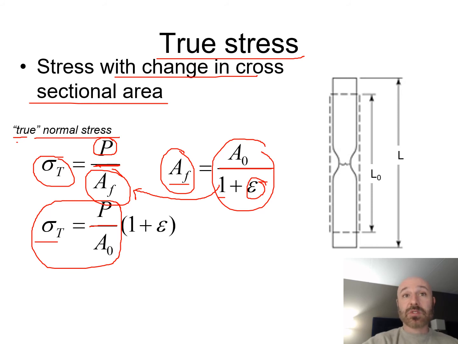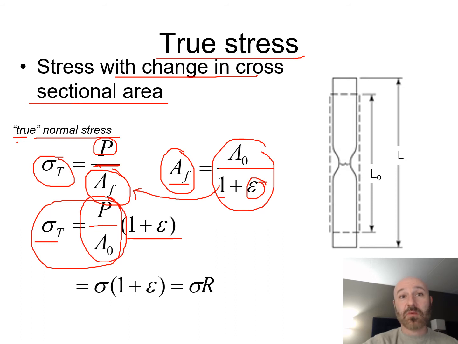But now for our sigma sub T, or our true or normal stress, it's that times 1 plus our epsilon value. So again, if we're used to this just being our stress, we can replace P over A naught with just our sigma. So our sigma sub T, or true stress, is equal to our sigma times 1 plus our epsilon, where we're calling 1 plus our epsilon our R value.